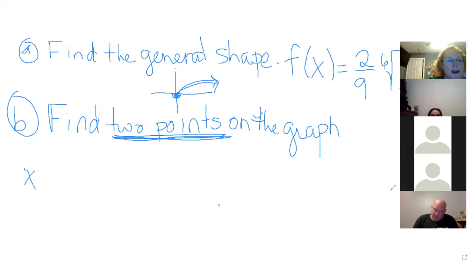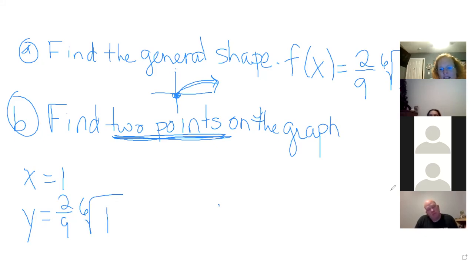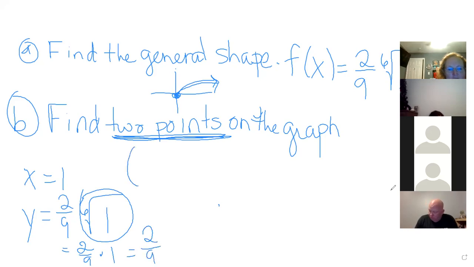So now the one that nobody has trouble with is the 1. So if x is 1, y is 2/9 times the 6th root of 1. And the reason I say nobody has trouble with this one is because any root, I don't care, 6th, 12th, whatever, this part right here is 1 always. And so this is just going to equal 2/9 times 1, which is just 2/9.